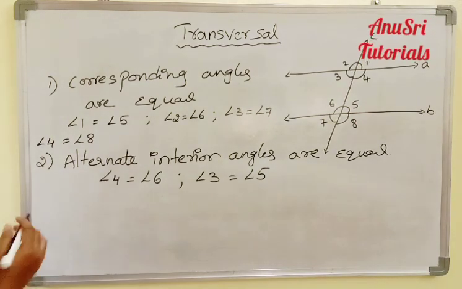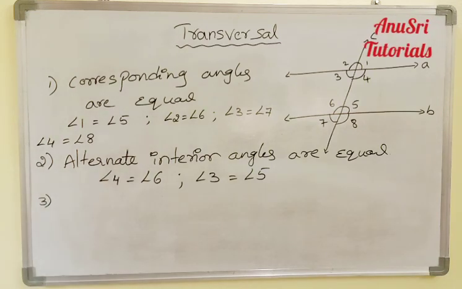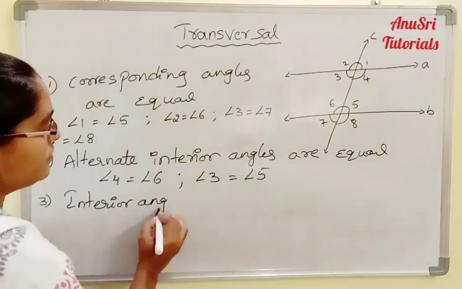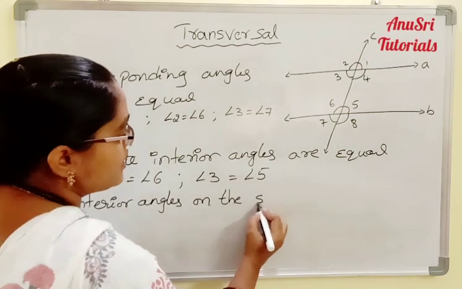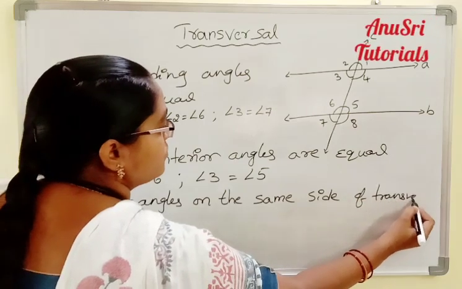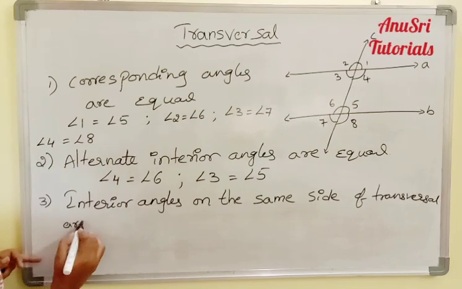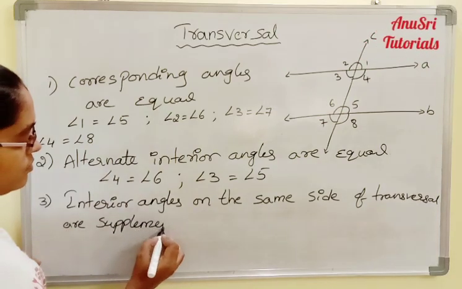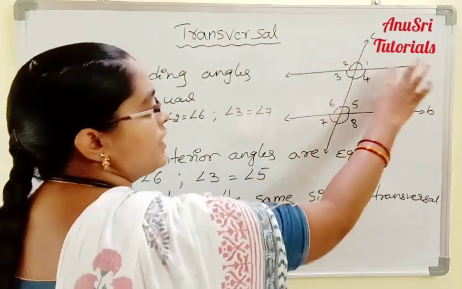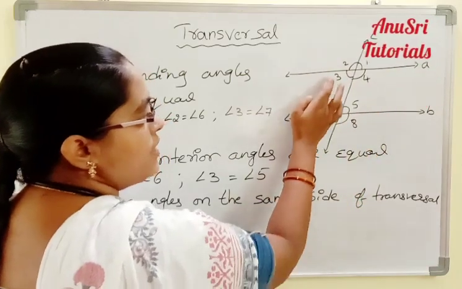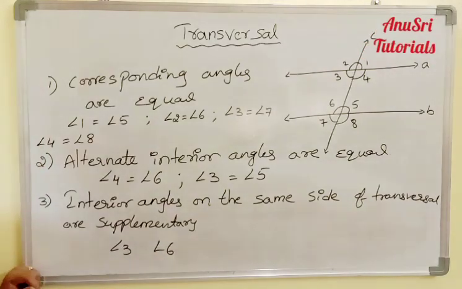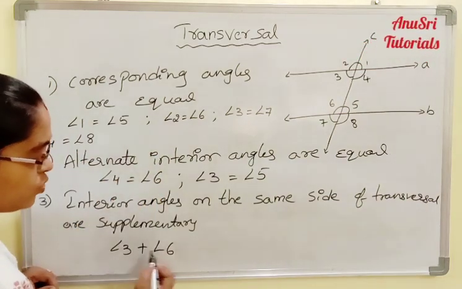Now the next point is pair of interior angles on the same side of transversal. Interior angles on the same side of transversal are supplementary. We are talking about interior angles on the same side of transversal. See, 3 and 6 are on the same side, 4 and 5 are on the same side. So angle 3, angle 6 are interior angles on the same side of transversal, and these two are supplementary to each other.